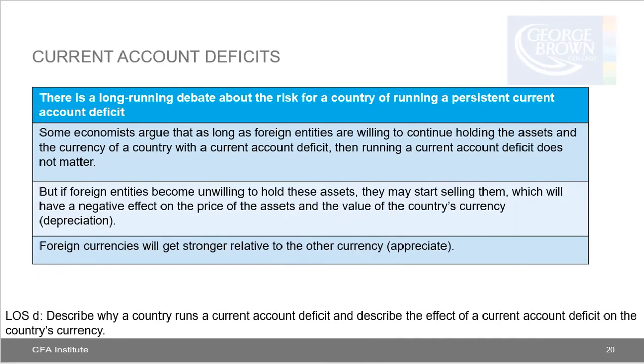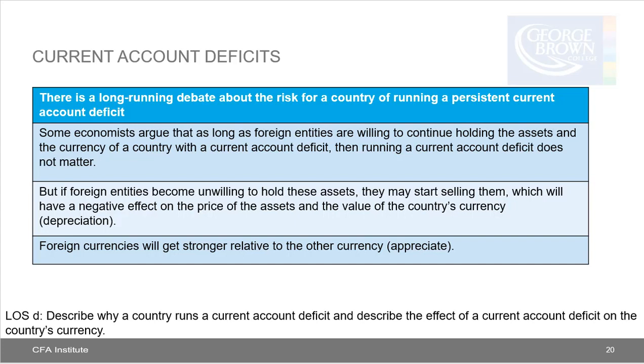There is a long-running debate about the risk for a country of running a persistent current account deficit. Some economists argue that as long as foreign entities are willing to continue holding the assets and the currency of a country with a current account deficit, running a current account deficit does not matter. But what if foreign entities become unwilling to hold the assets and the currency of the country running a current account deficit? Consider the example of the country running the largest current account deficit, the United States.